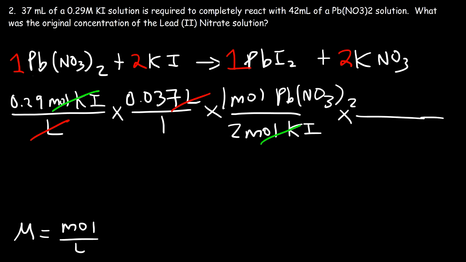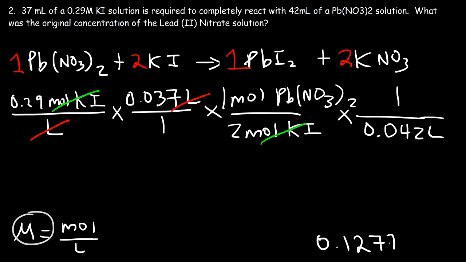So now we have moles of lead nitrate, and in order to get the molarity, we need to divide by liters. So we have the volume of lead 2 nitrate. It's 42 milliliters. If we divide that by 1,000, that's 0.042 liters. So now we can do the math. It's 0.29 times 0.037 divided by 2, and then divided by 0.042. So the concentration is 0.1277 moles per liter of lead 2 nitrate.